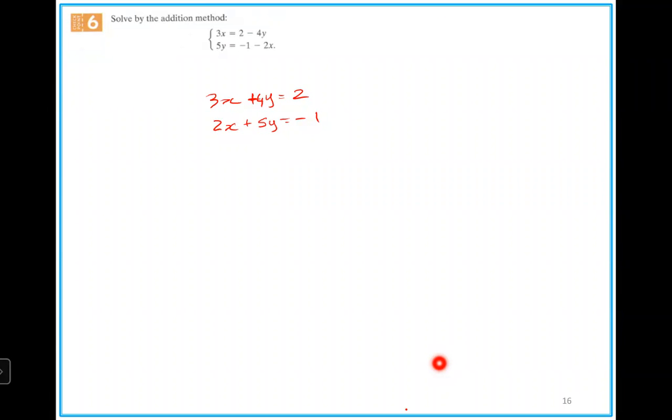What I did is times it by -3, so I can cancel out the top line, the 3x. So I said -3 times 2 would give me the -6x. And then you multiply the top by -3, you said? I would have to work out the whole top line, so -3 times 3 will give you -9x.